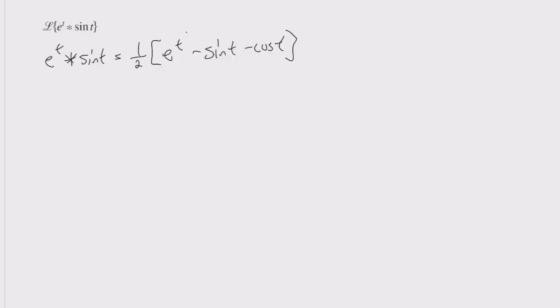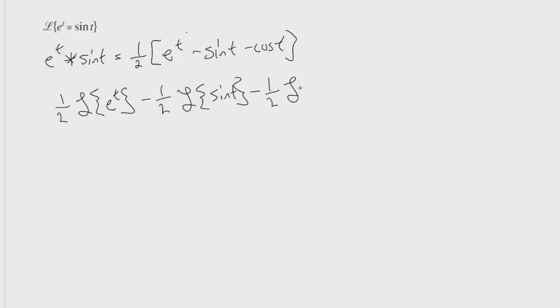Okay, so to find the Laplace transform of the convolution that we just worked out, I'm going to remind you of what we just worked out. So the convolution of e of t and sine of t. Just put a reminder there. So then we just want to find the Laplace of each term. So it's 1/2 the Laplace of e of t minus 1/2 the Laplace of sine of t minus 1/2 times the Laplace of cosine of t.